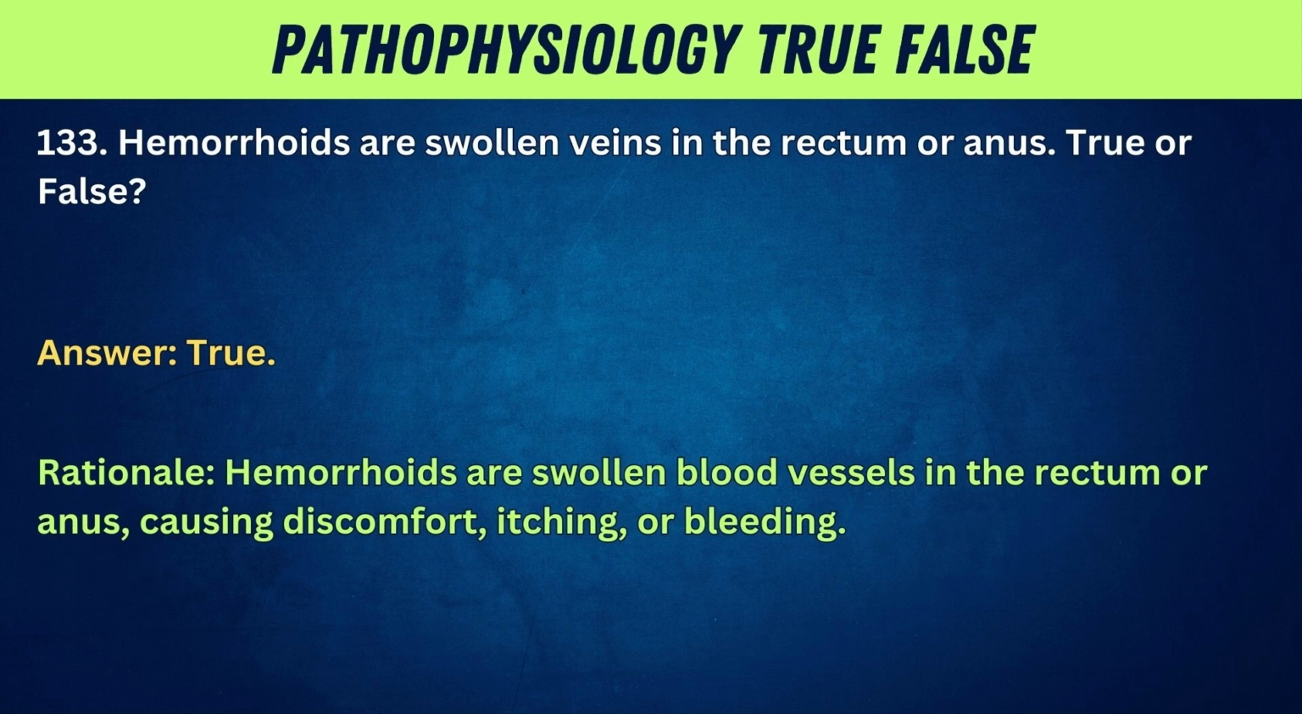133. Hemorrhoids are swollen veins in the rectum or anus. True or false? Answer: true. Rationale: hemorrhoids are swollen blood vessels in the rectum or anus, causing discomfort, itching, or bleeding.